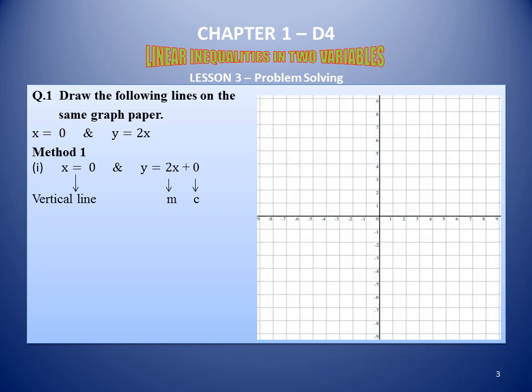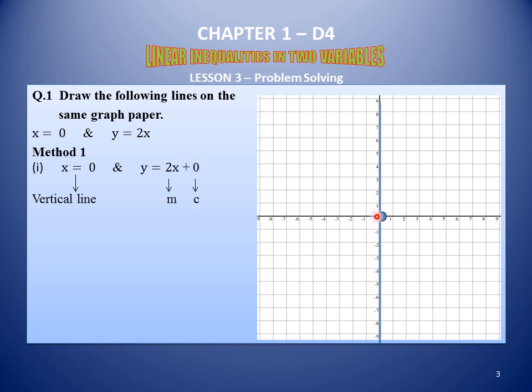Let's draw the graph of these equations. Because equation number 1 is vertical and it passes through 0, we will draw a line passing through 0 and it is vertical, which is this one. Now to draw the second equation in method 1, we first draw the point which is the y-intercept. So at this 0 we will place a dot.